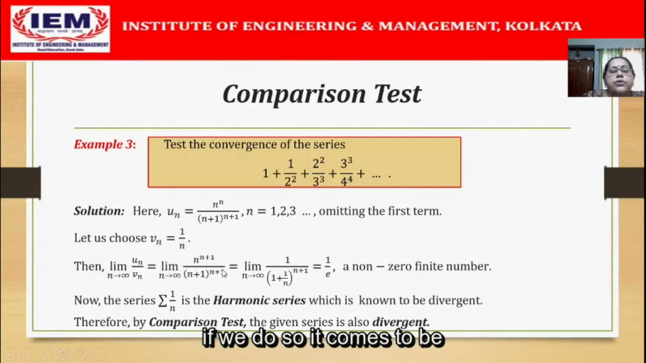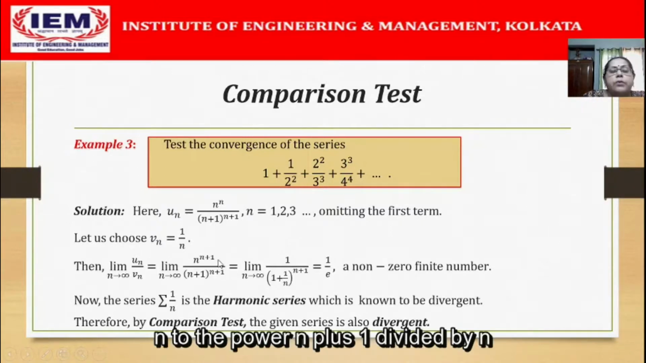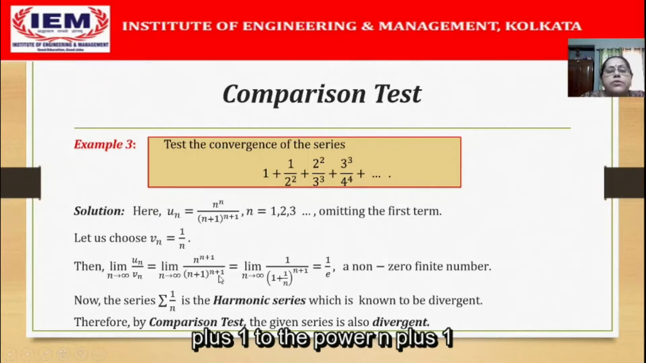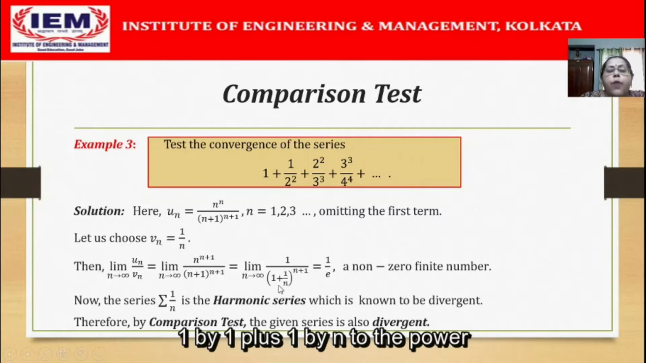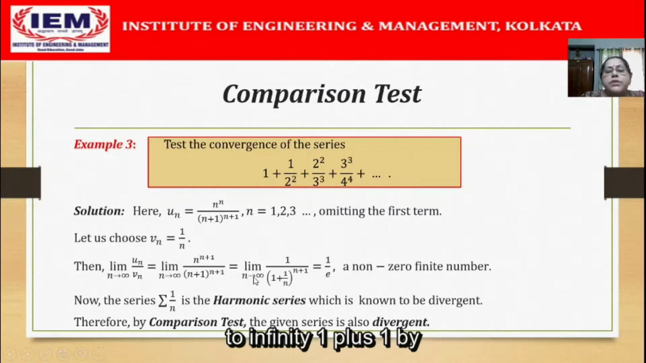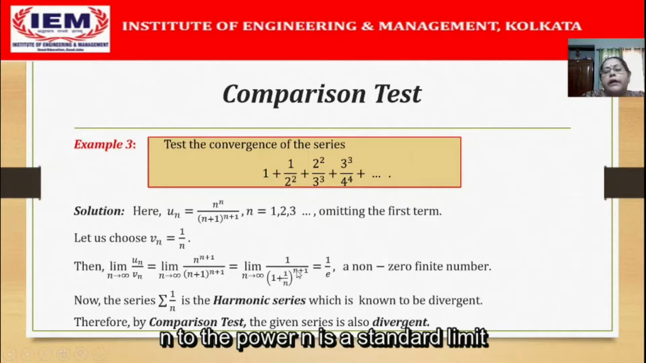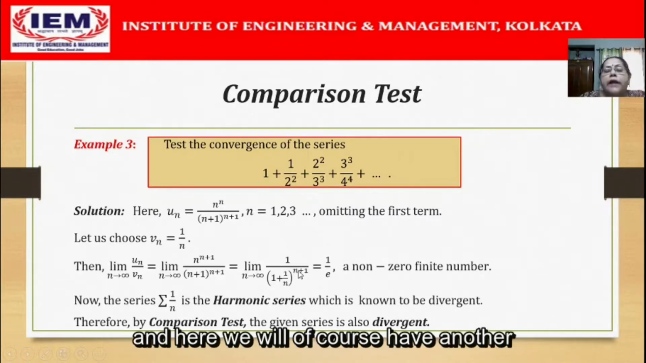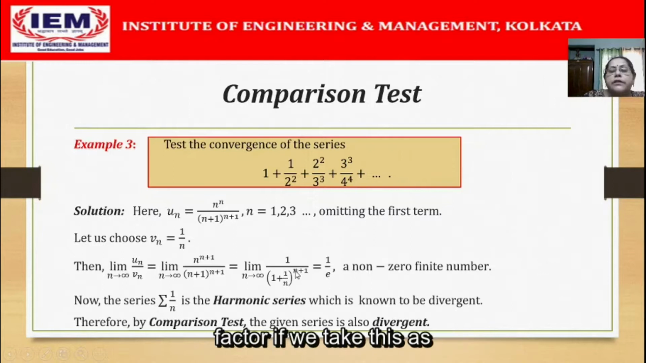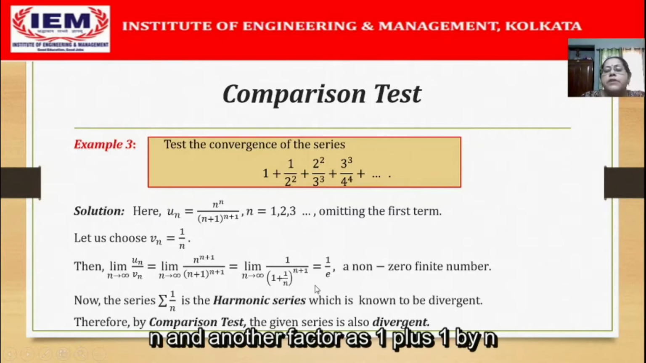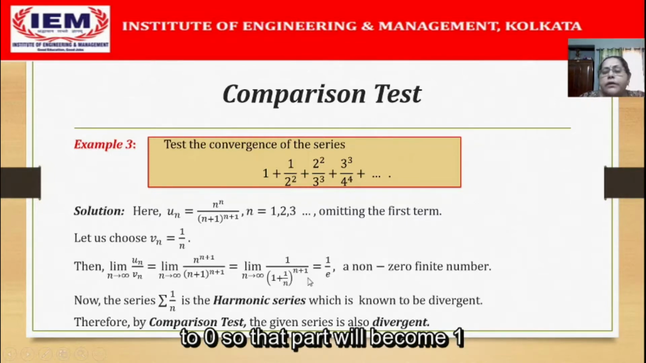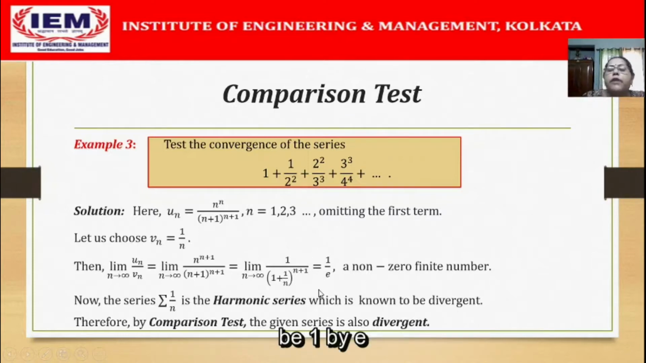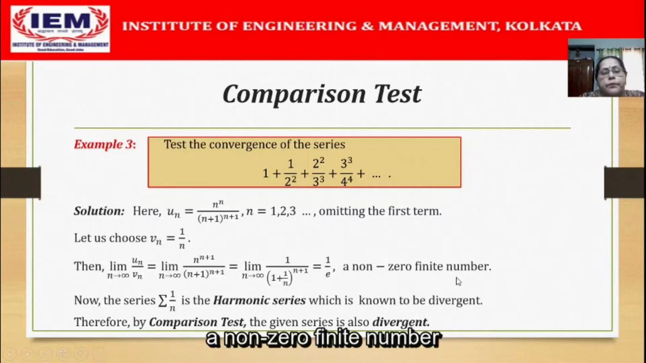If we do so, it comes to be n to the power n plus 1 divided by n plus 1 to the power n plus 1, limit n tends to infinity. This again can be written as 1 by (1 plus 1 by n) to the power n plus 1. And we know that limit n tends to infinity, (1 plus 1 by n) to the power n is a standard limit, which is e. And here we will of course have another factor, 1 plus 1 by n, but as n tends to infinity, 1 by n tends to 0, so that part will become 1. So finally the value of the limit will be 1 by e, a non-zero finite number.